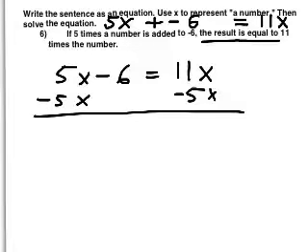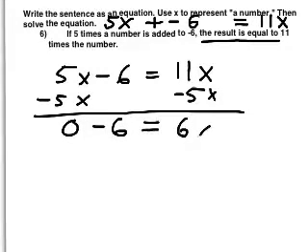You're adding here, we're adding a negative 5 to a positive 5, so that's 0. And then the negative 6 is involved in that. So we'll put that down. And then we have 11x plus a negative 5x, which gives us 6x. Okay, so we don't need to worry about the 0, so I'm just going to erase it. And so we have negative 6 equals 6x.